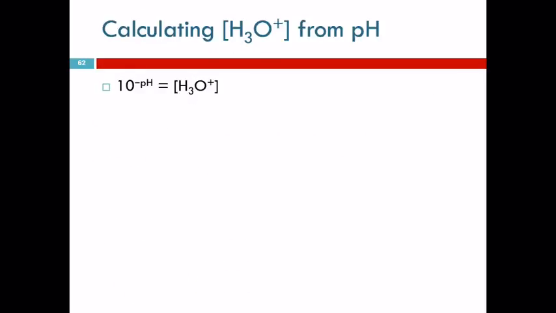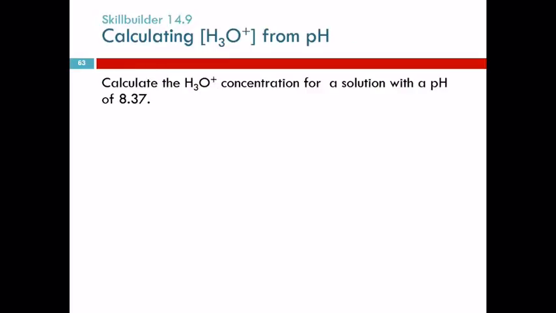What if we have the pH and we want to know the hydronium ion concentration? Well, then we're going to use this equation. And normally I would derive that here. I'm not going to do that because we are so far behind. But here's the equation. The hydronium ion concentration is equal to 10 raised to the power of the negative pH. And so we'll do a couple of examples with that.